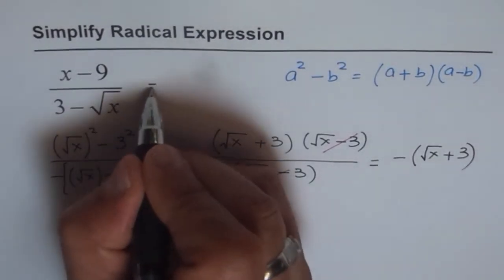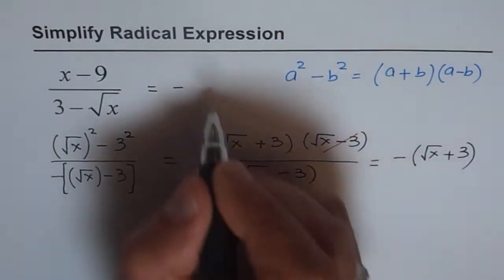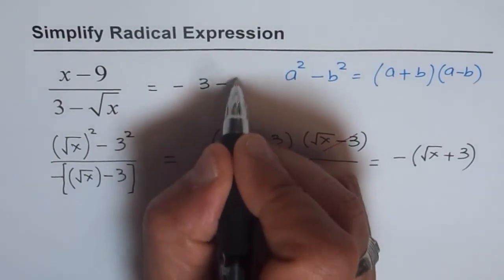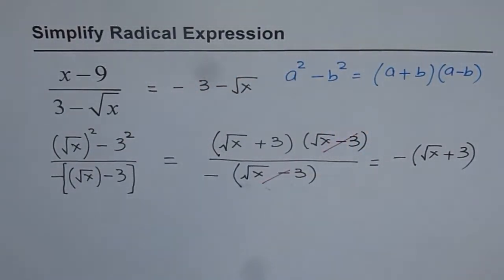So that is the simplified expression of the given expression, right? So this is equal to, you could always write this as minus 3 minus square root of x, either way, right? So that is how we can write it.